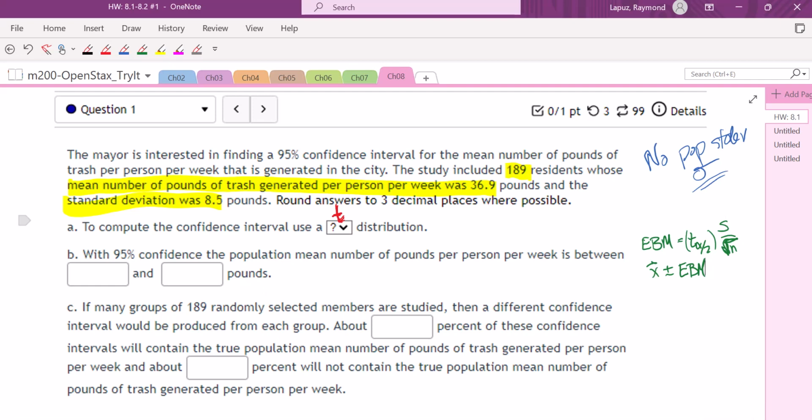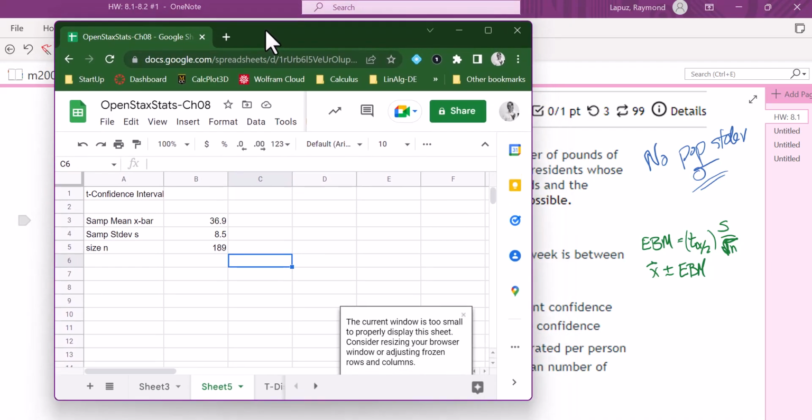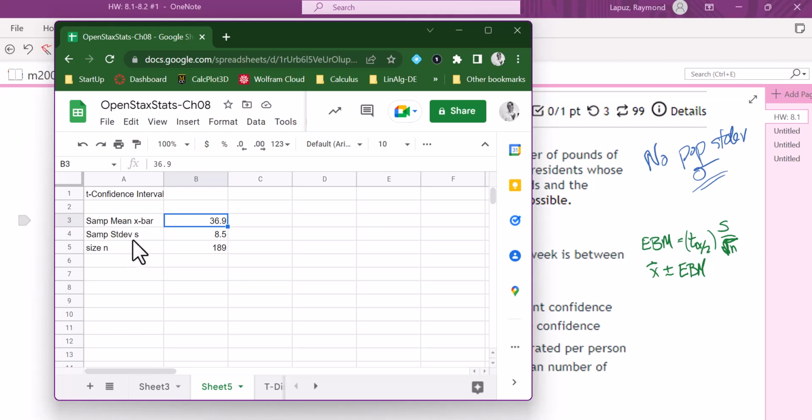Now there's a nice command in the TI-84, 83 calculator, but we're using Google Sheets, so let's go ahead and use Google Sheets. We have the information about the mean, the standard deviation, and the sample size. First thing we're interested in getting is the critical T value, T sub alpha over 2. Now with a 95% confidence, alpha is 0.05, and half of that is 0.025. So maybe I'll put in a 0.025 here just to make it a little bit clearer.